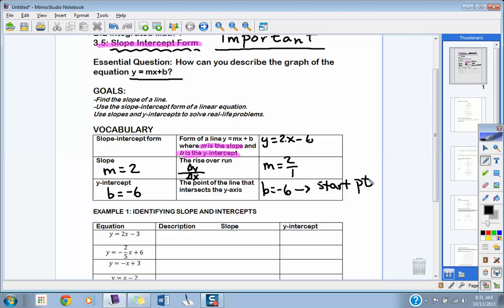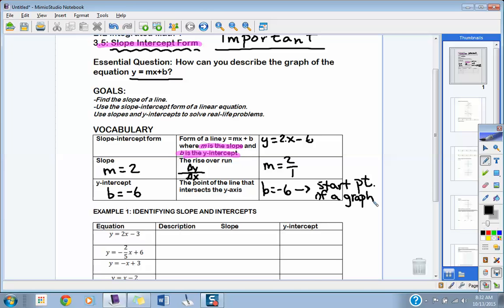Let's call it starting PT for point of a graph. And I'll show you what that looks like here in a second. But the y-intercept is always going to be where you're going to start. You're going to always start from the y-intercept.